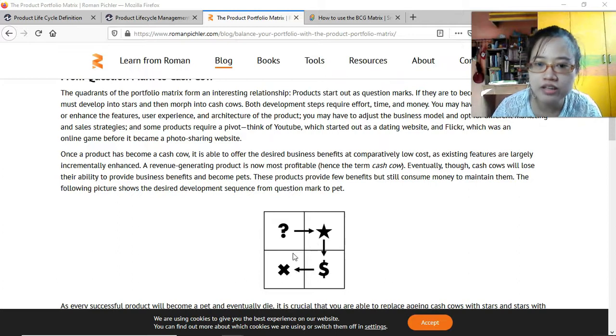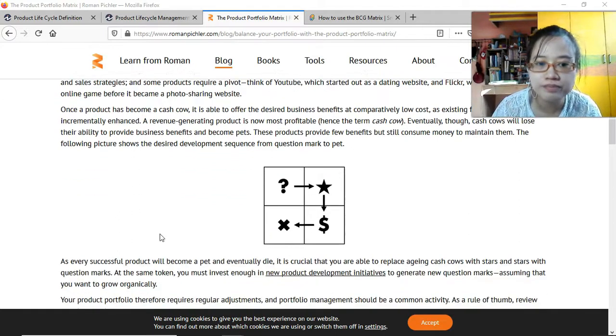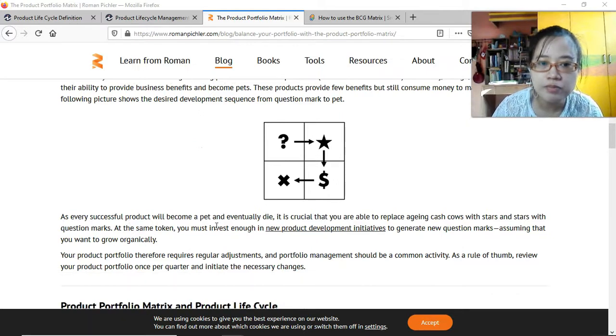Okay. The thing about pets is that as long as the revenue is still greater than the cost, then it's okay to keep them in the portfolio. But if the cost is more than the generated revenue, then it's time to retire that particular product. And the retirement, death of the product. As every successful product will become a pet and eventually die, it is crucial that you are able to replace aging cash cows with stars and stars with question marks.